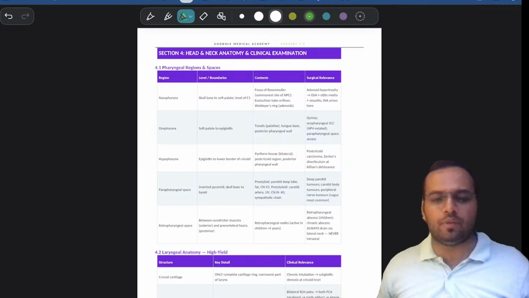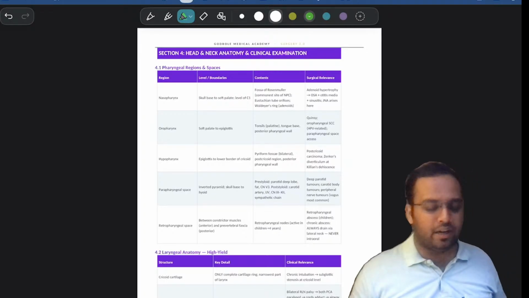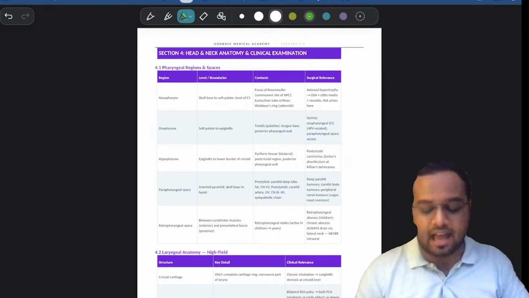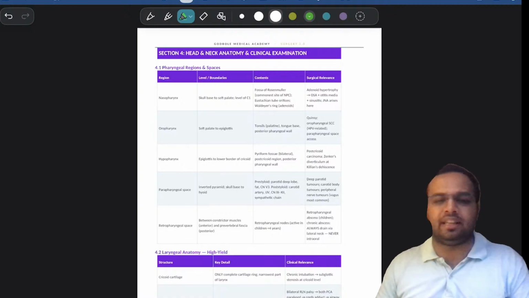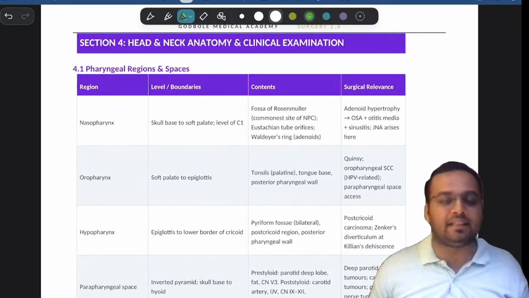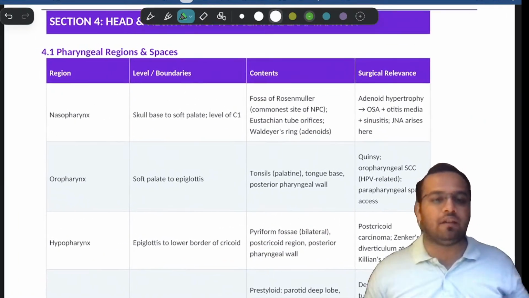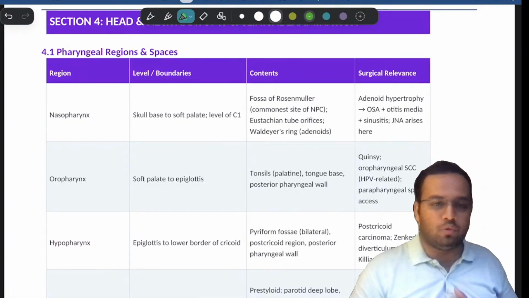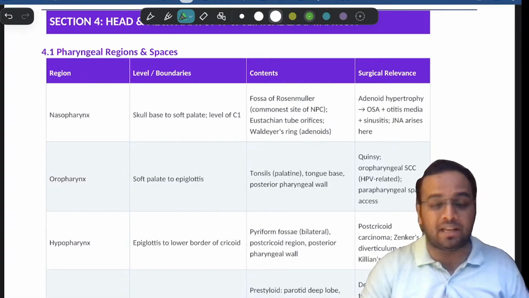So here we conclude the neurosurgery module, and now we are going to head to the new module, which is head and neck anatomy and clinical examination. These topics are predominantly covered in the ENT chapters, and they are very well covered by the senior faculty who might be teaching ENT. They are also there in the typical ENT textbooks.